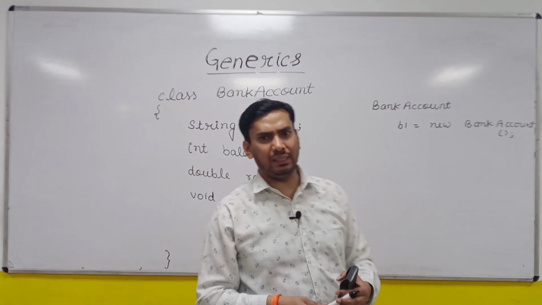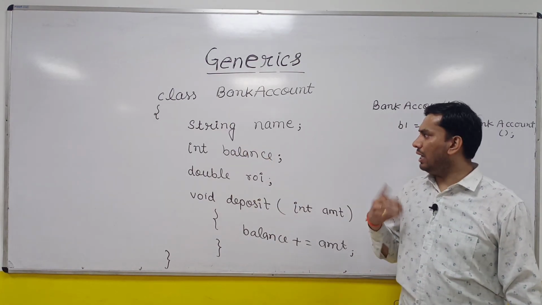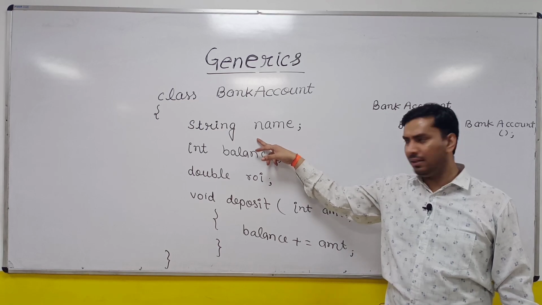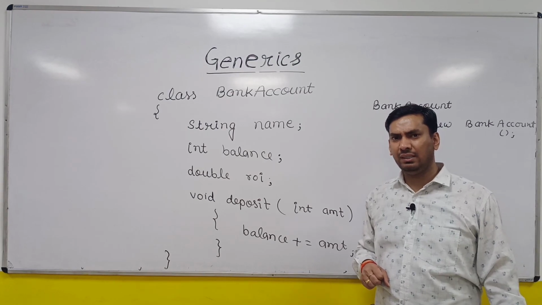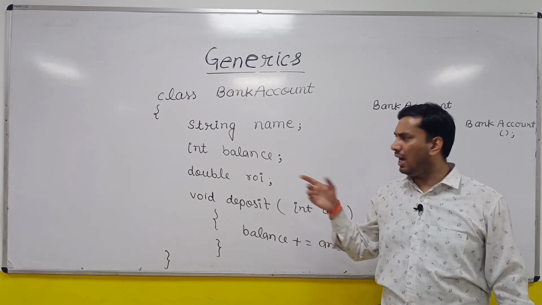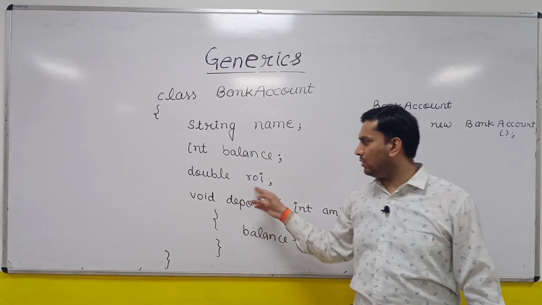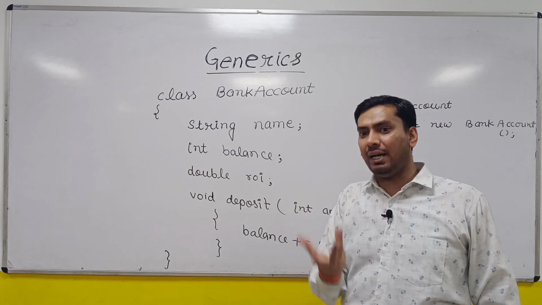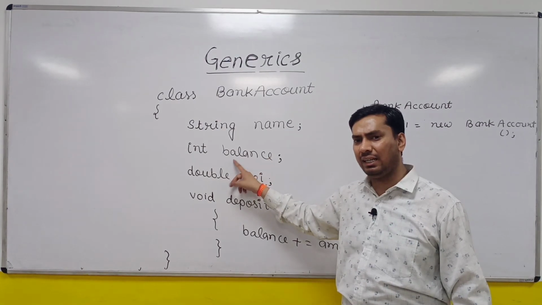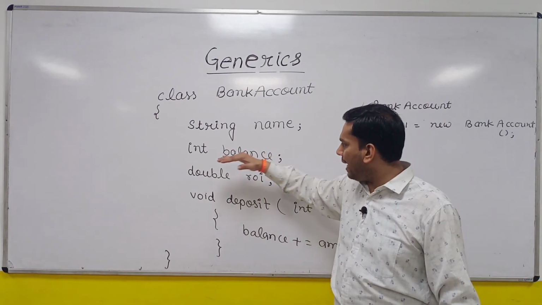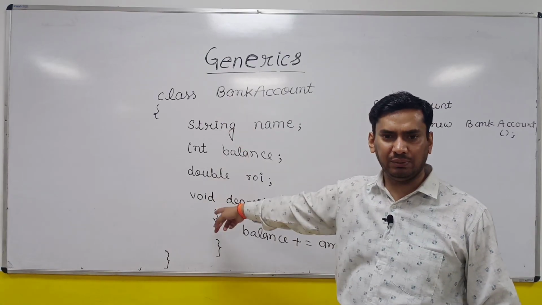But what is the problem here? Let's say I am going to create an object of the BankAccount class. I will get the name as string type, balance as integer type, and rate of interest as double type. I say no, I am not happy with that. I want my balance also to be of double type, because when the rate of interest is applied, my overall balance may be a floating point value. I want the balance to be of float or double type, but this class will not allow it.